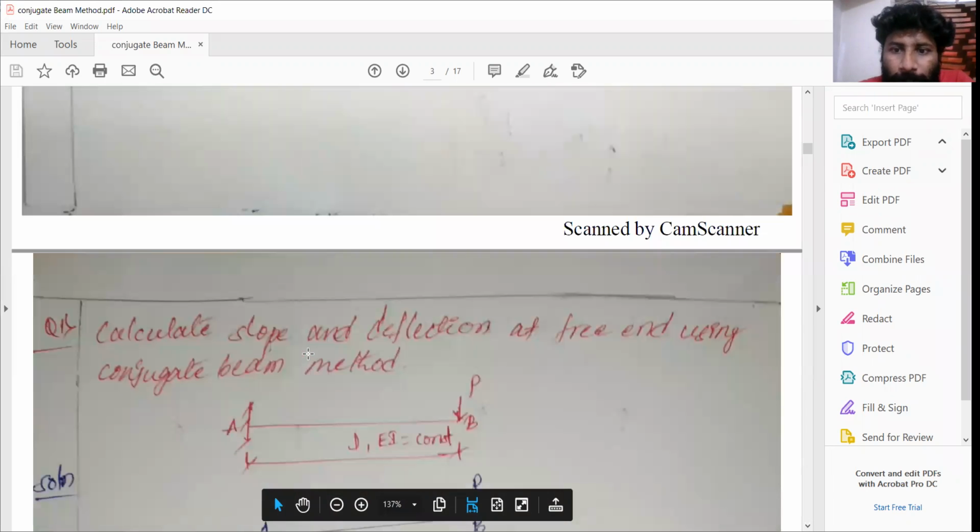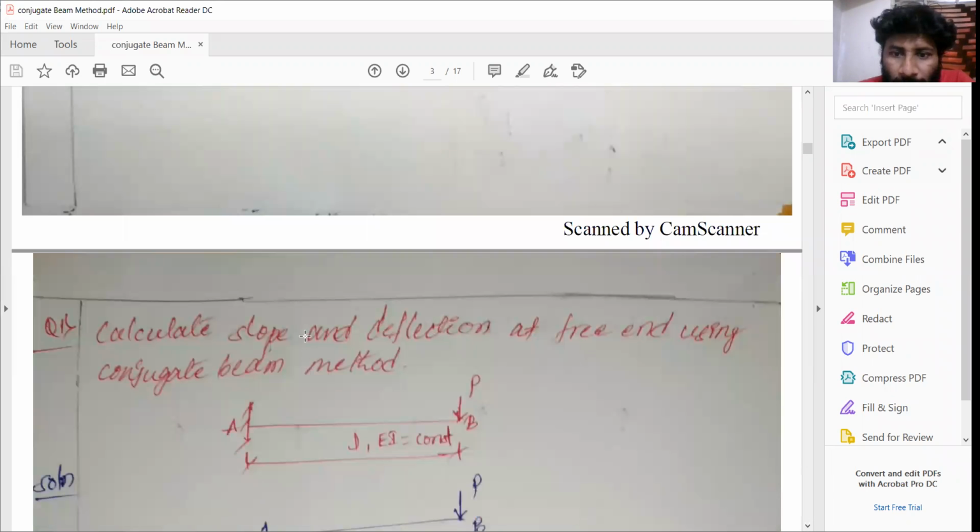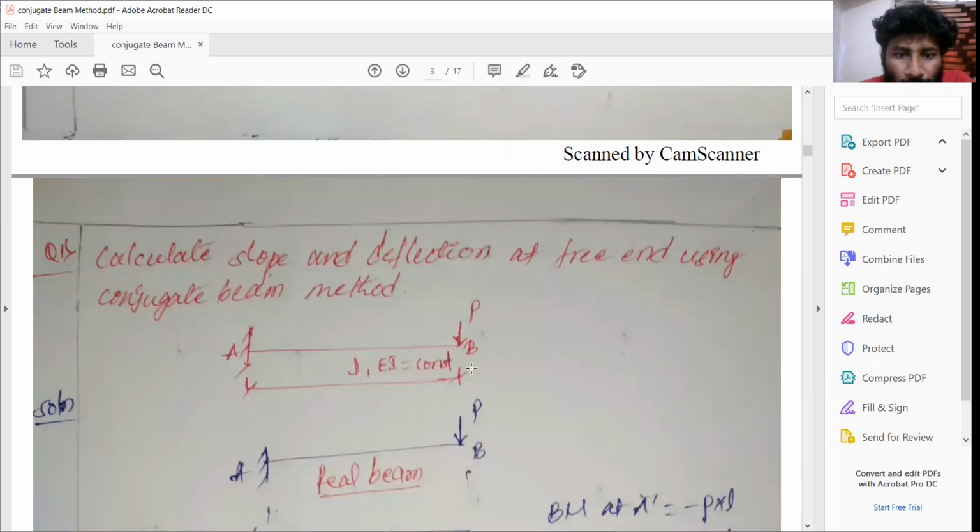According to the conjugate beam method, theorem 1 says that I wanted to find the slope and deflection at the free end using the conjugate beam method. We have to find the slope and deflection here. So the deformation will be something like this. I wanted to find the deflection YB here and also the slope here at the tangent. The maximum slope and deflection occurs at the free end.